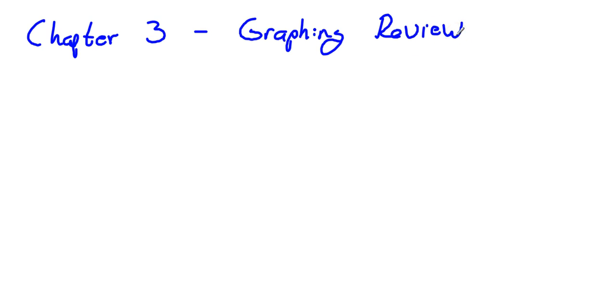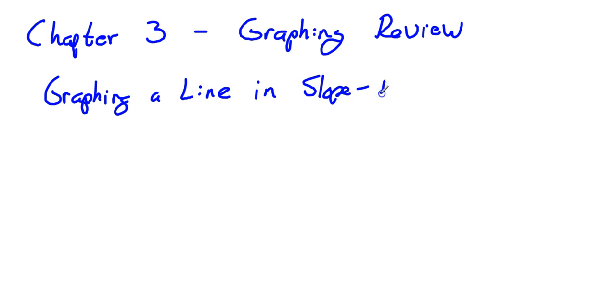Okay, so chapter 3 is a graphing review. And for this one, we're graphing a line in slope-intercept form. And we're going to do the first one with a fractional slope.